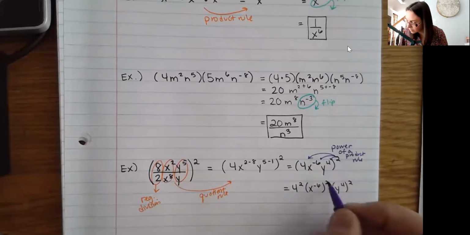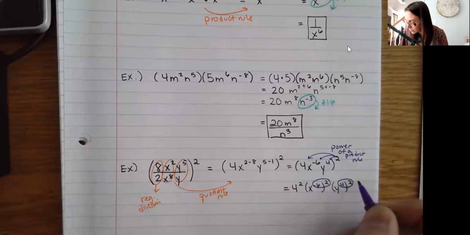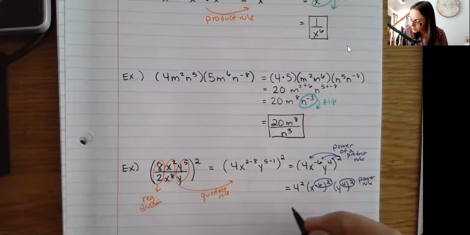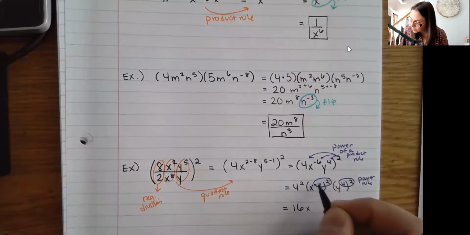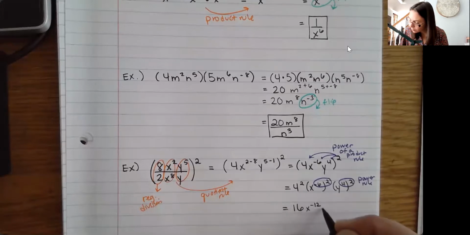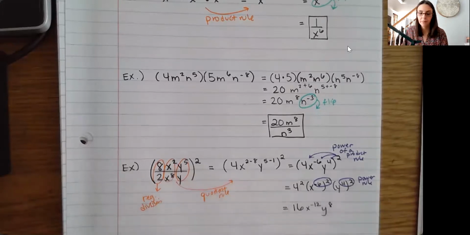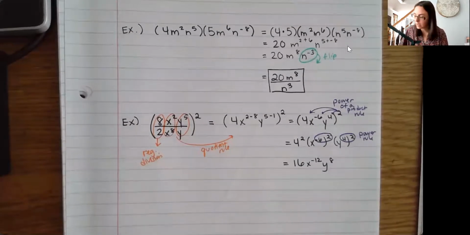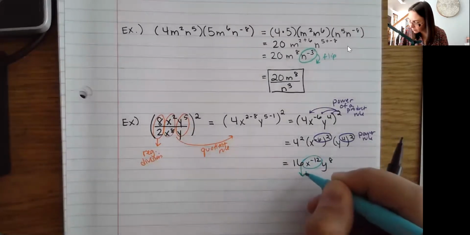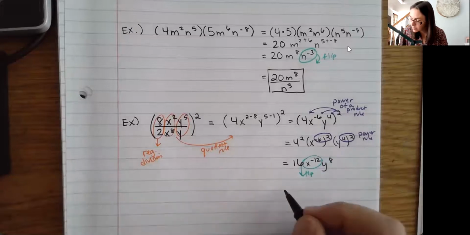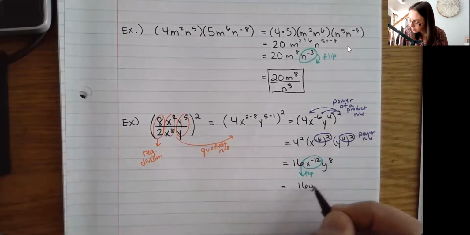And then here, I'm going to go ahead and multiply. So that's that power rule. 4 squared is 16. Here, negative 6, that's a negative, times 2 is negative 12. 4 times 2 is 8. And then again, I look again and I say, okay, hey, I can go ahead and I can flip this down. And I only flip the ones that have negatives.